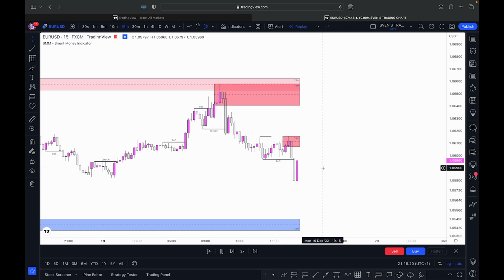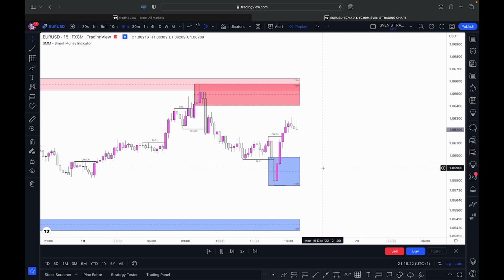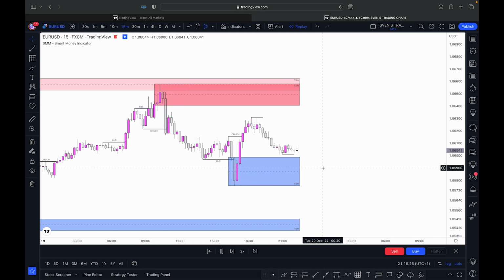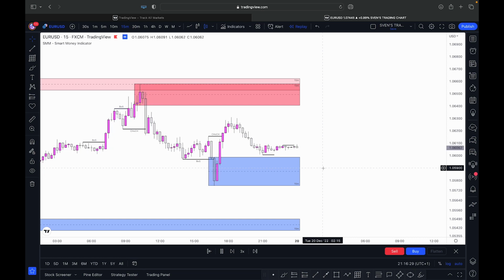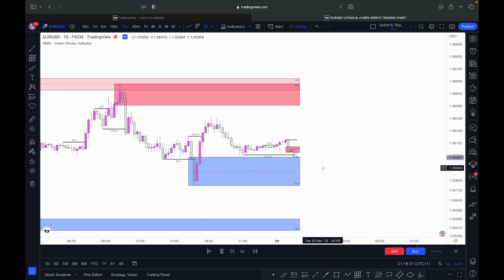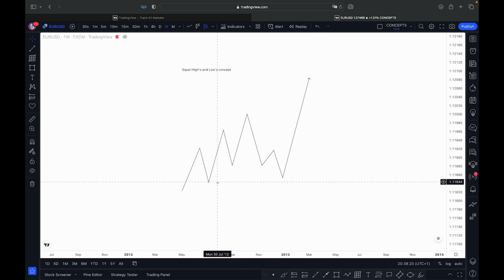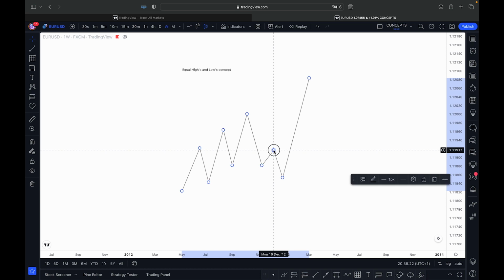One way to do this is by using technical analysis tools like equal highs and lows, trend lines, and inducements. These tools can help us identify key levels of support and resistance, identify trends, and make more informed trading decisions. Alright, with that being said, let's go to the chart.